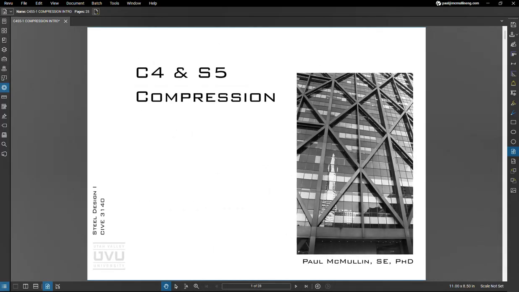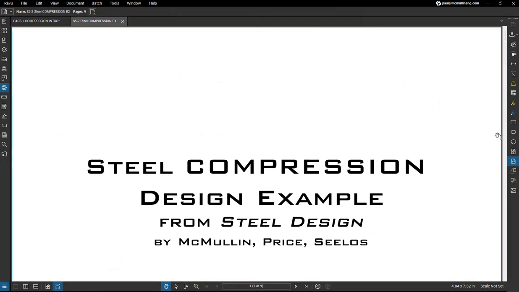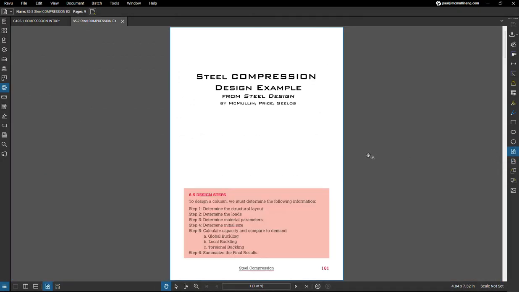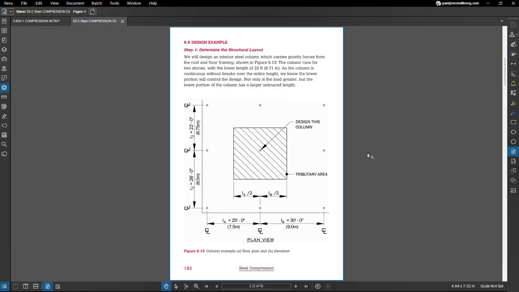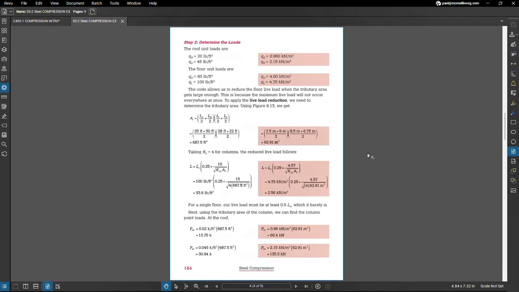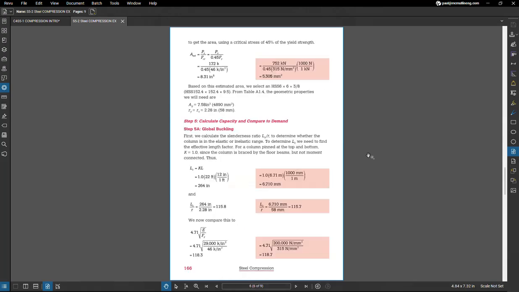As far as other resources, I've given you a steel column example from one of my books, which basically will walk you step by step on how to calculate the loads on a column and then select the column and check it to make sure it's strong enough.